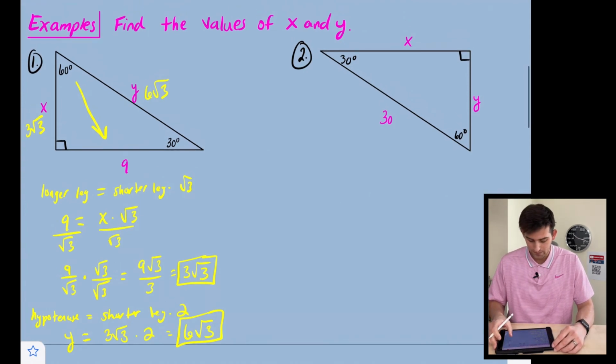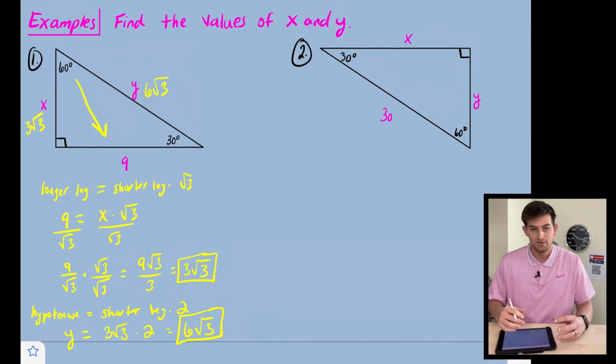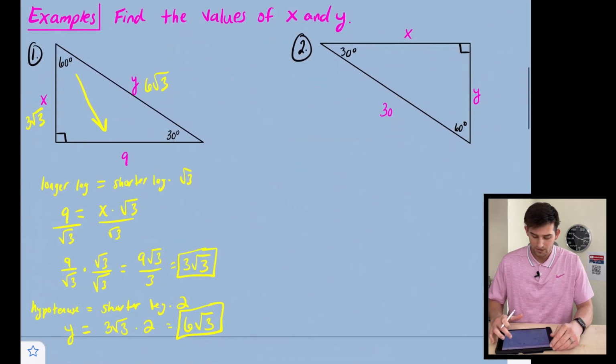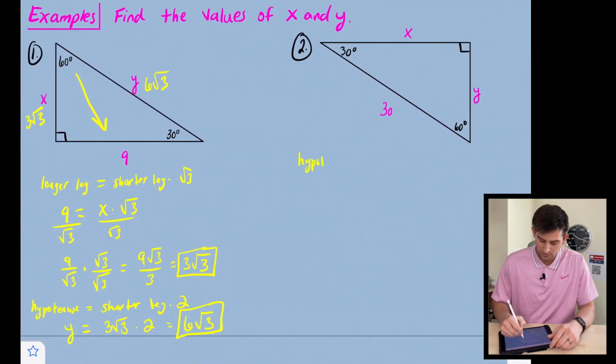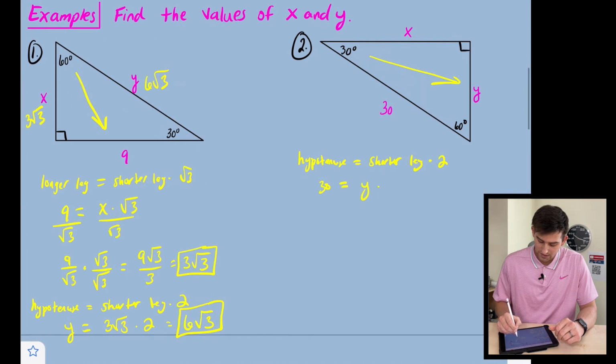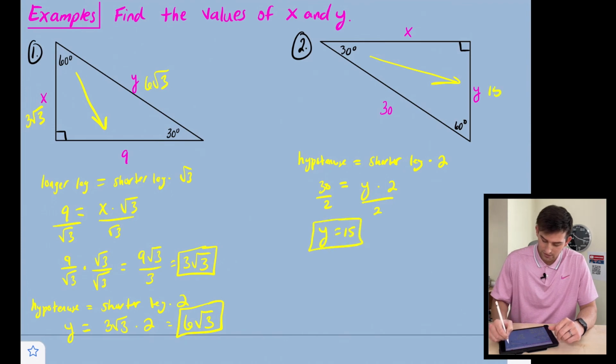Now let's take a look at number 2. For number 2, we are given the hypotenuse. So let's start with our equation that deals with the hypotenuse, which would be the top one there. The hypotenuse is equal to the shorter leg times 2. The hypotenuse is 30, and our shorter leg is y. How do I know that's the shorter leg? Well, hopefully we can tell by looking at it, but also it is opposite of the smaller angle. So now this is y times 2. Now we can just divide both sides of this by 2, and we get y equals 15. So our shorter leg is 15 here.